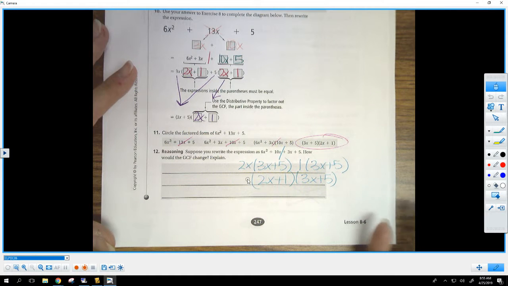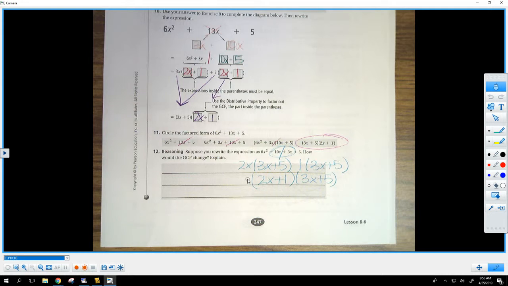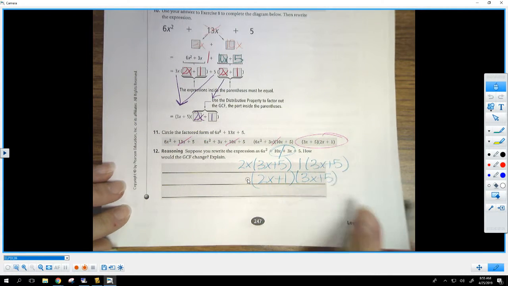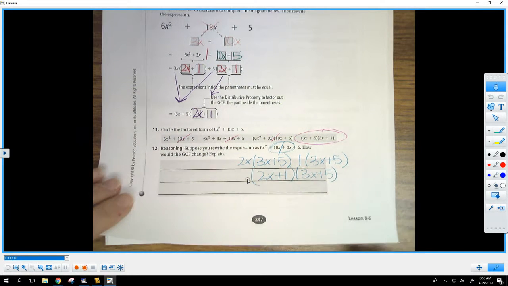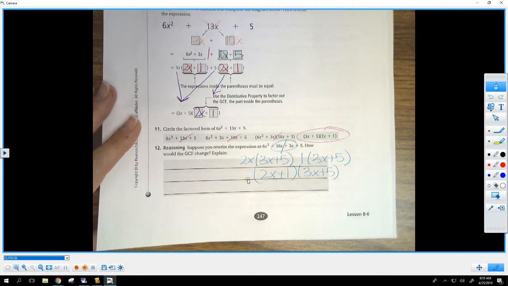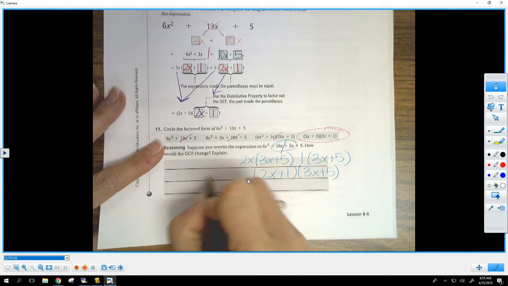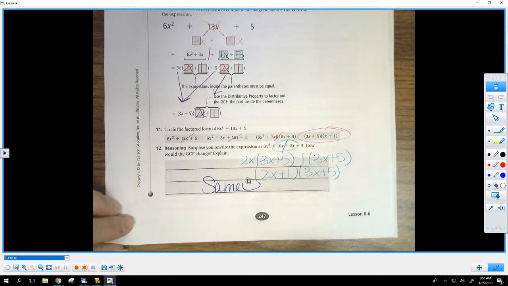You're going to get the same answer no matter what order you write these two in. Okay? That's what that is showing us. You're going to get the same thing no matter which way you write it. Can't go wrong there. All right.